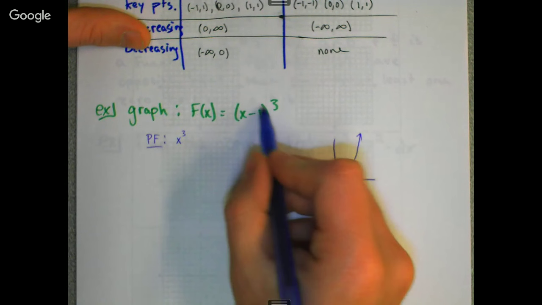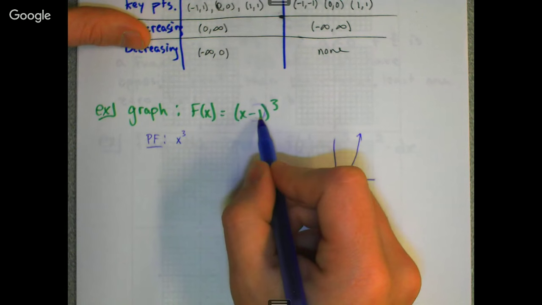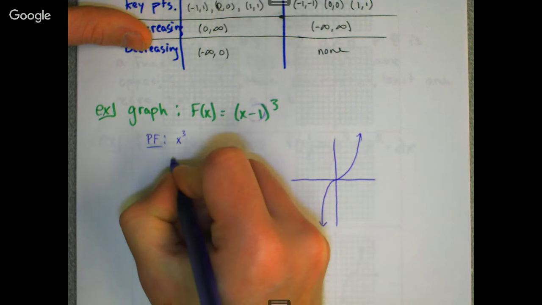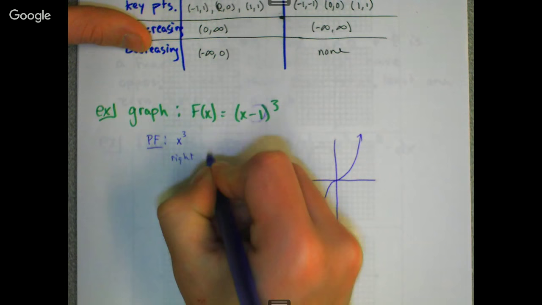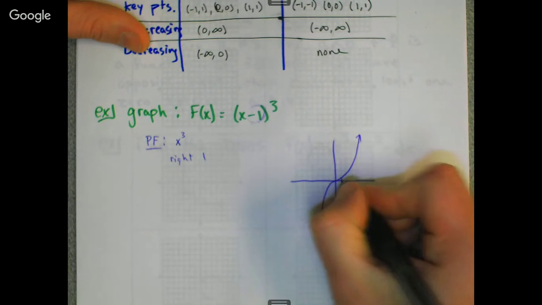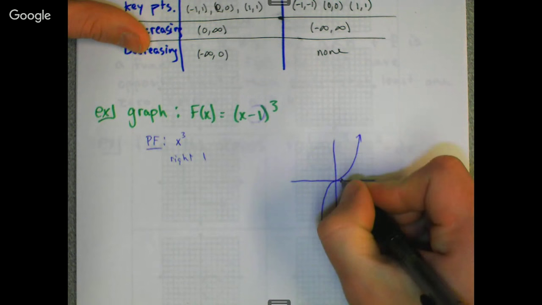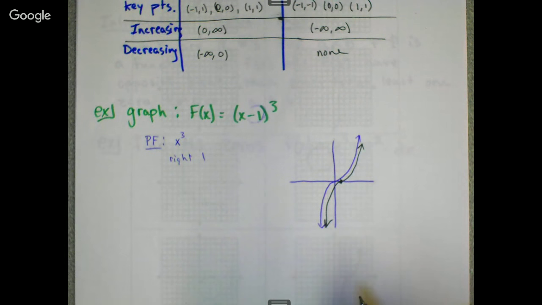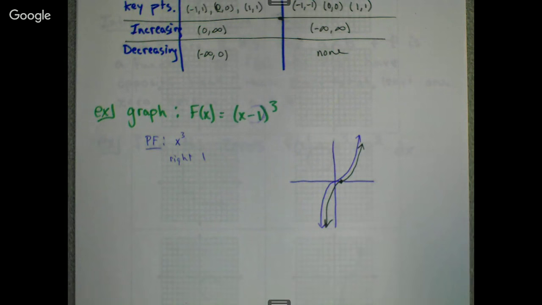So that's what we've talked about. What does this minus 1 in here do? Well, that minus 1 is h. So we say the opposite of h goes left and right. So this one is going right 1. So we're going to take this, we're going to go right 1. And then everything stays the same. So in the end, I will have something similar to that.